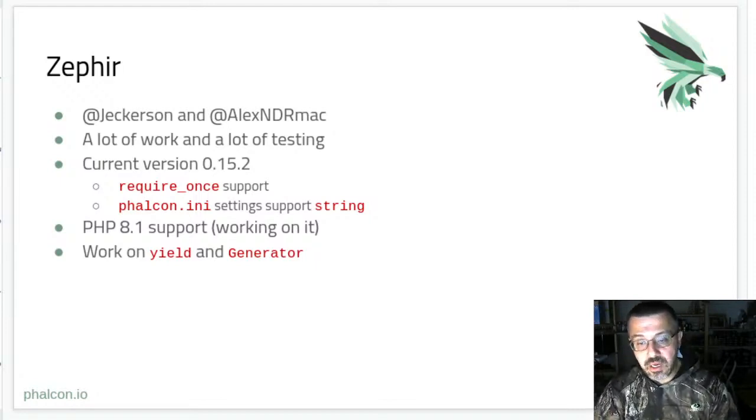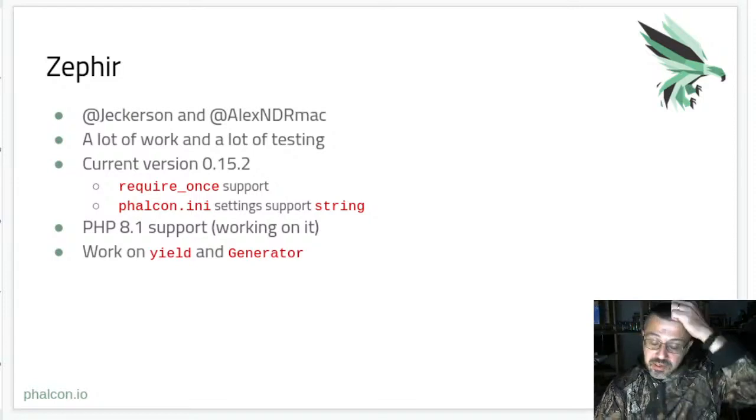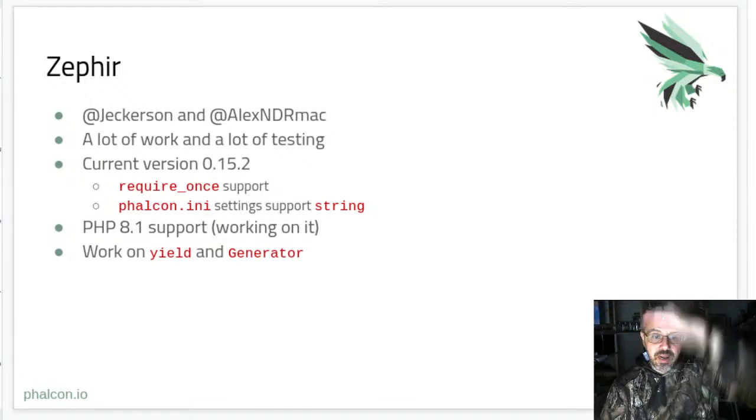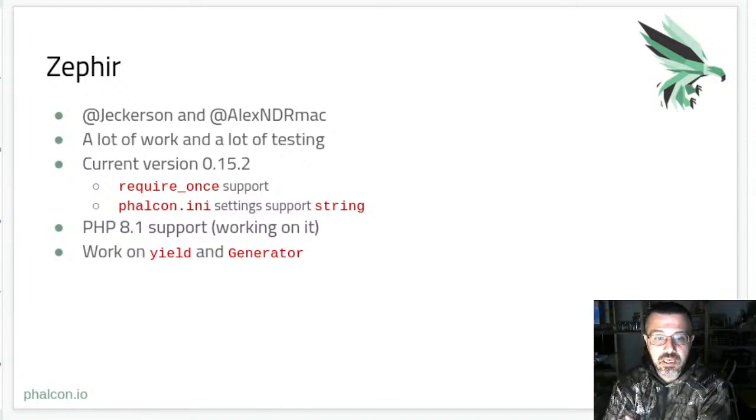Now we do have, oh, and I forgot to put this here in the slide. We do already support the mixed return type or variable, which is in version 8. And transparently, it will use var if you're using PHP 7.4, or it would use mixed if you're using 8 and above.